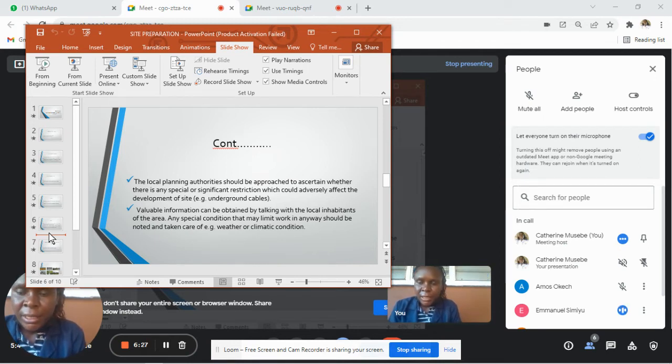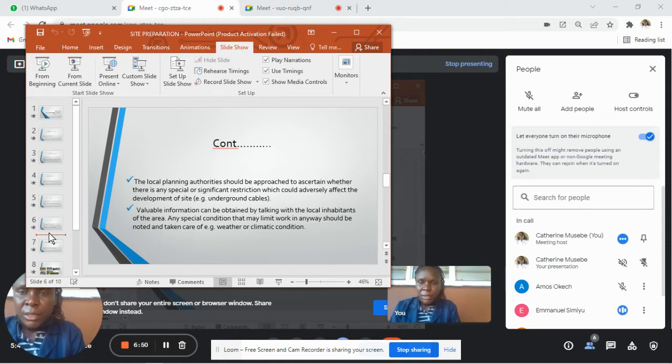It says the local planning authorities should be approached to ascertain whether there is any special or significant restriction which could adversely affect the development of sites, e.g. underground cables.